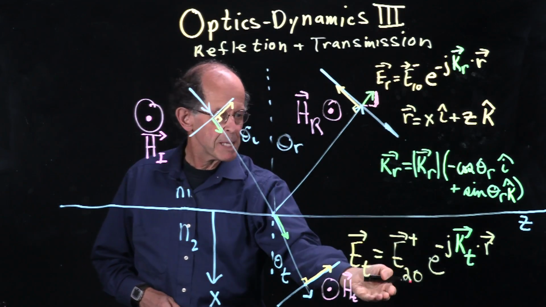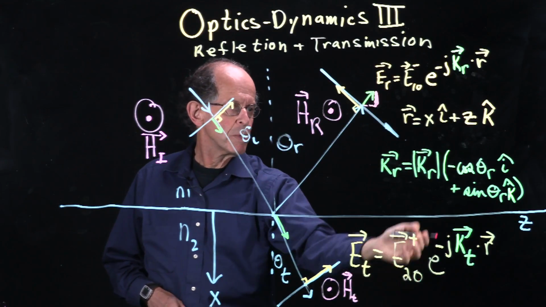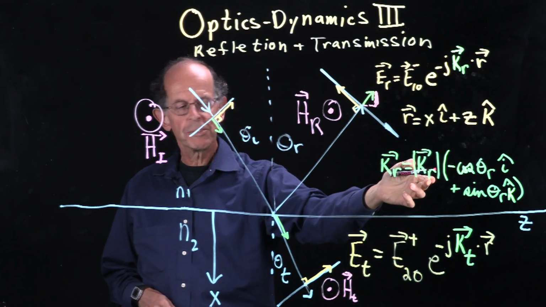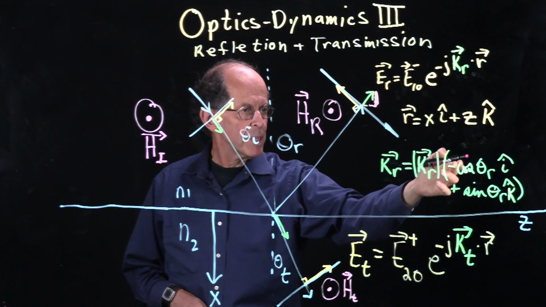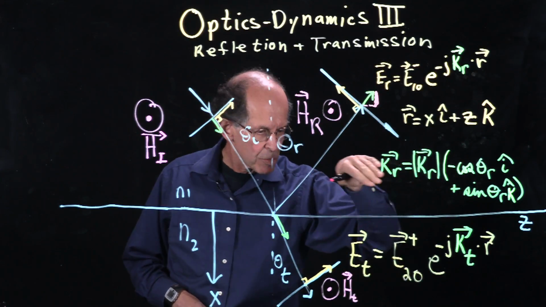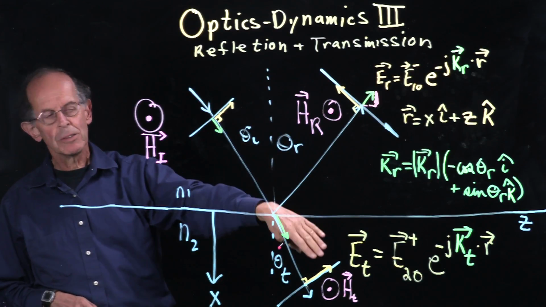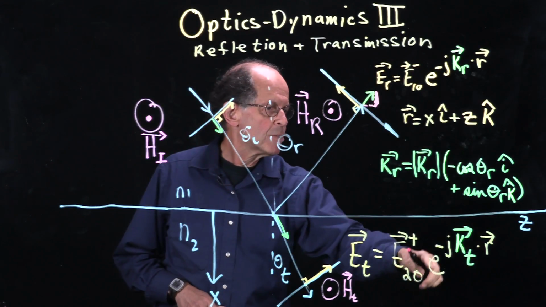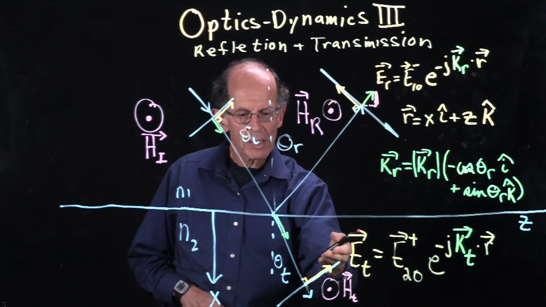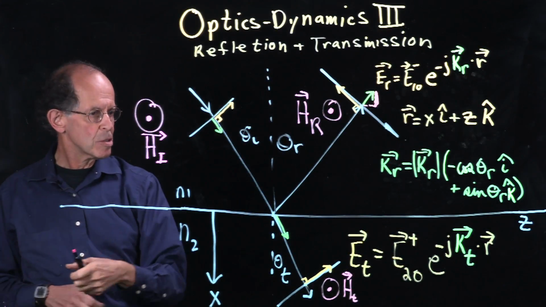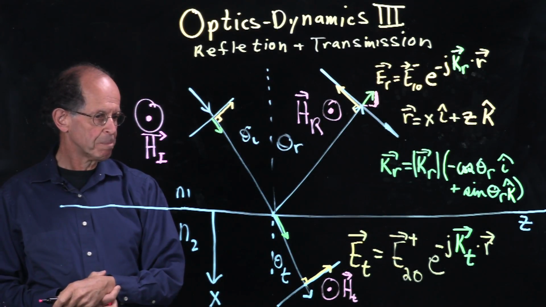We could do the same for the transmitted wave, so we'd have the magnitude of k transmitted, and then plus, because the waves are going in increasing x and increasing z. And of course, the k value will be the k associated with this index of refraction.